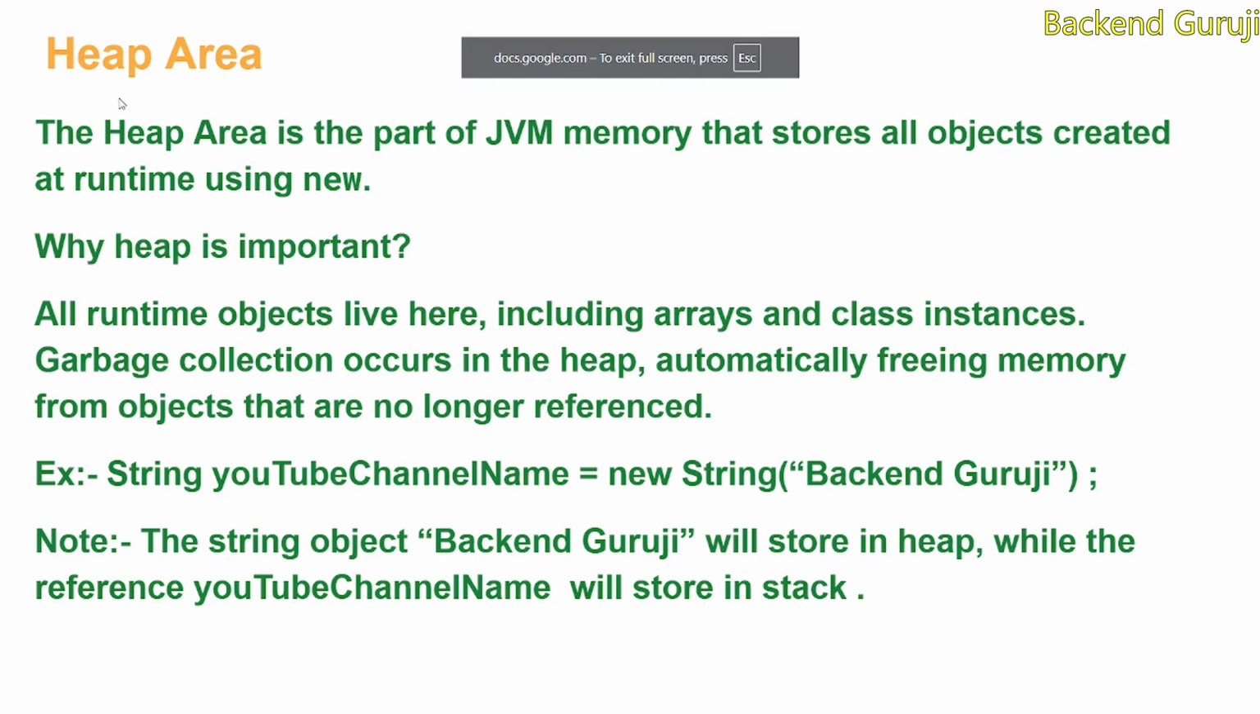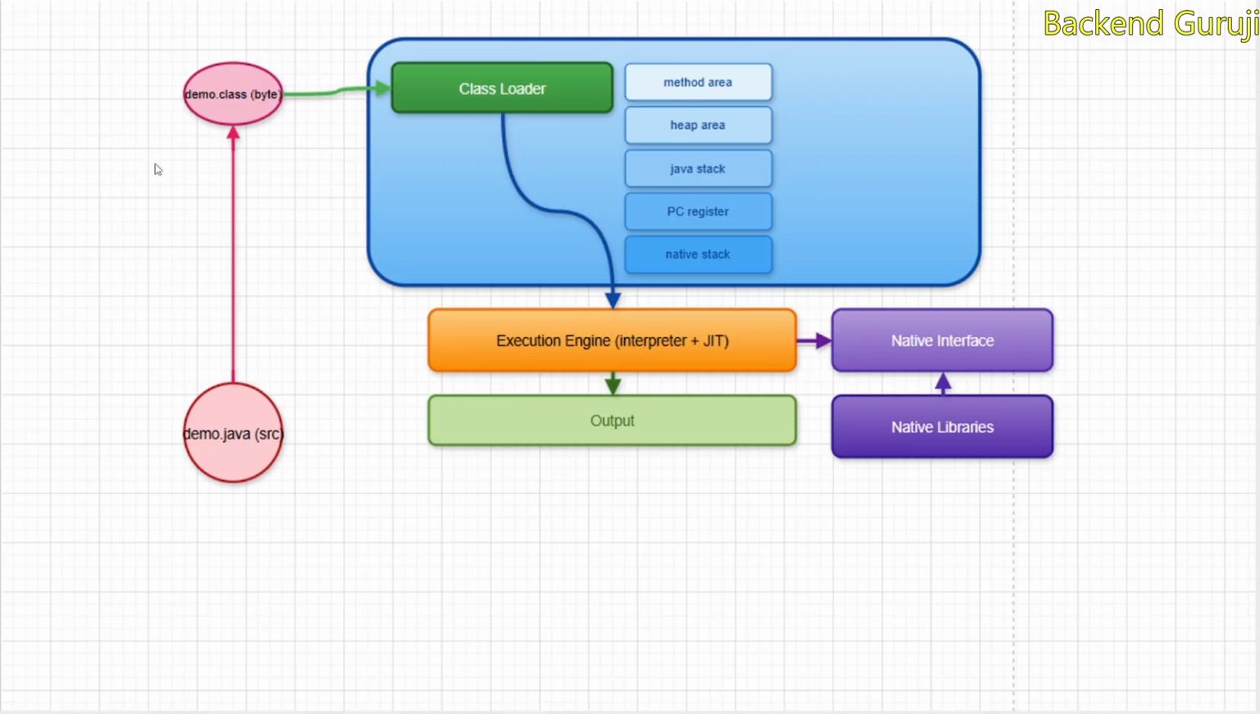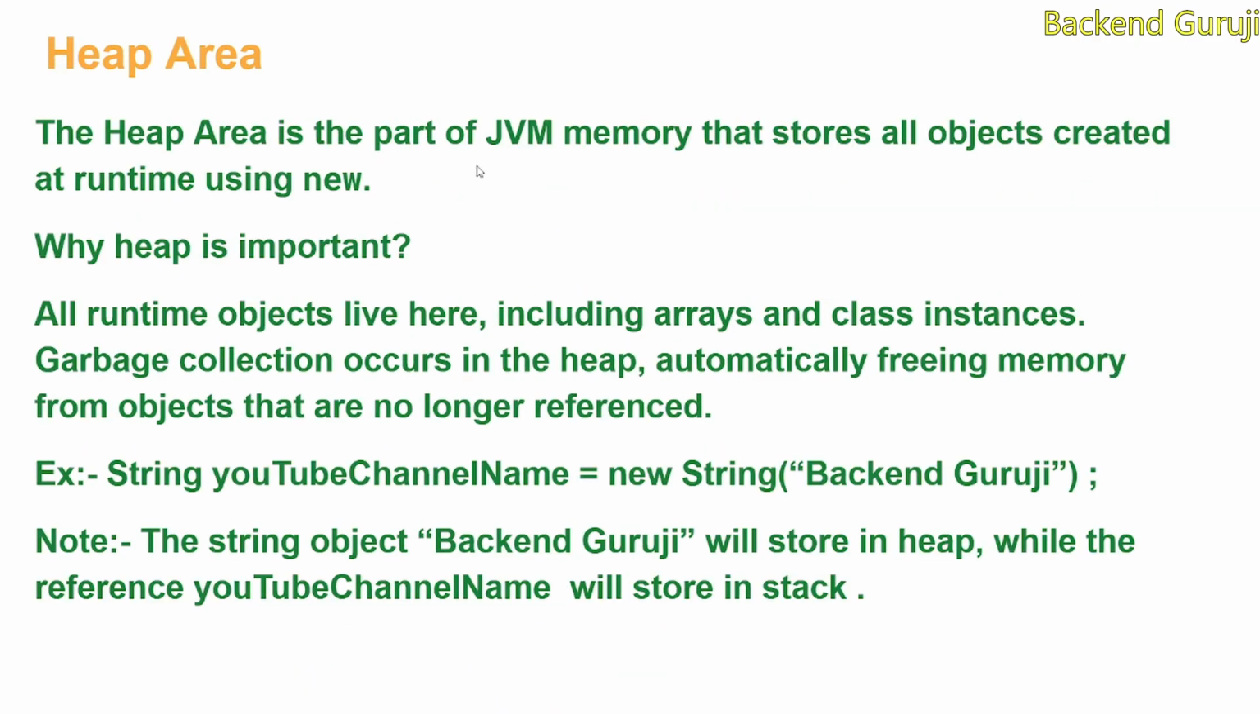Okay, heap area. Now we'll discuss heap area. In the class loader, we also have heap area. You can see here, this is the method area. Once method area is completed, then heap area. What happens in this heap area, we need to explain right now. Heap area is the part of JVM memory that stores all objects created at runtime using new.